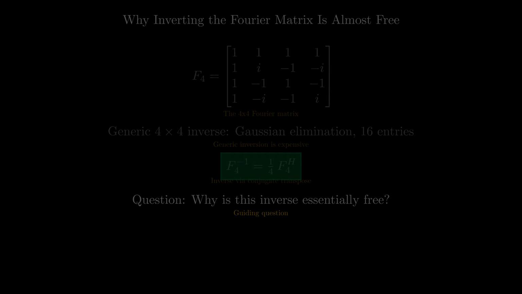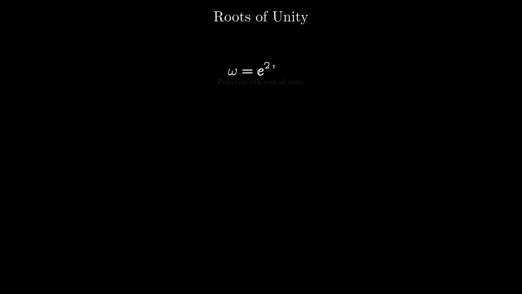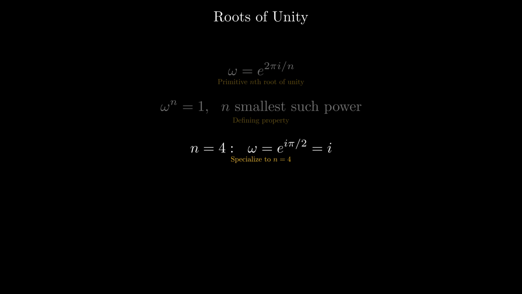Let's find out. To see why, we need to understand what powers this matrix. Define omega as e to the 2 pi i over n. This complex number sits on the unit circle at angle 2 pi over n. It's called a primitive nth root of unity, meaning omega to the n equals 1, and n is the smallest such power. For n equals 4, omega equals e to the i pi over 2, which is just i.